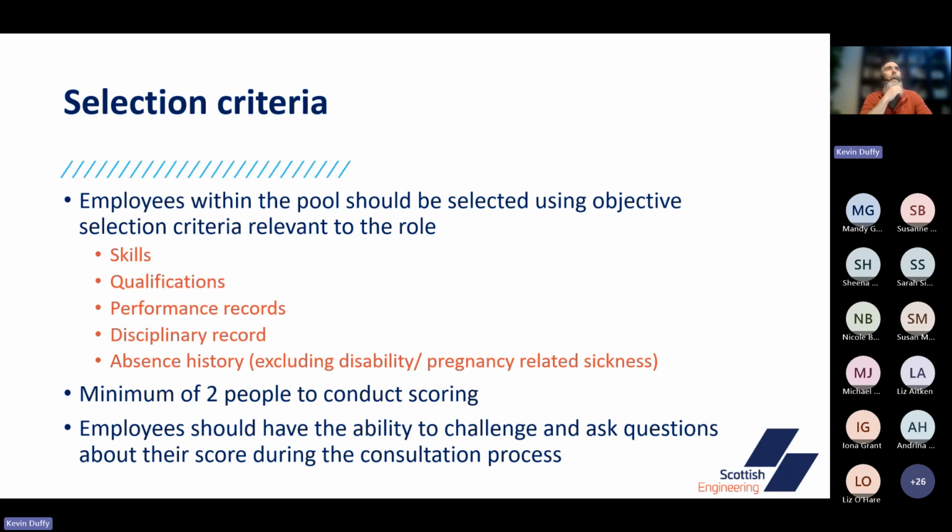Now, consultation does not mean agreement. It may well be that the employees think that they're bringing forward good ideas for cost cutting, good ideas to mitigate the need for redundancy, but as long as the employer has a justifiable rationale for knocking that back, then you can disagree with them. It's consultation, not agreement.